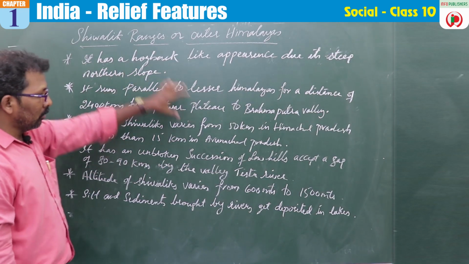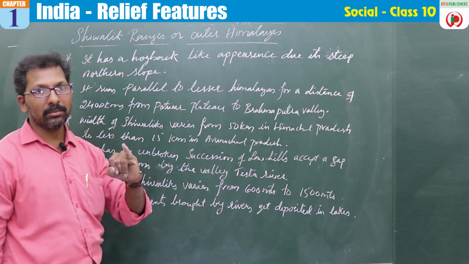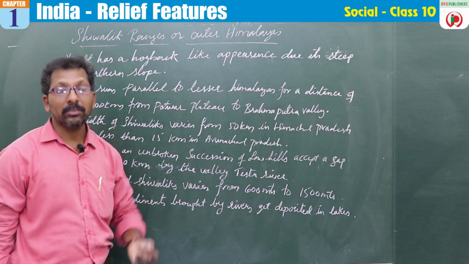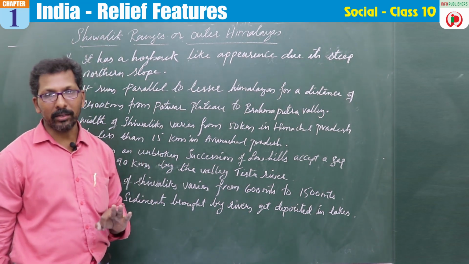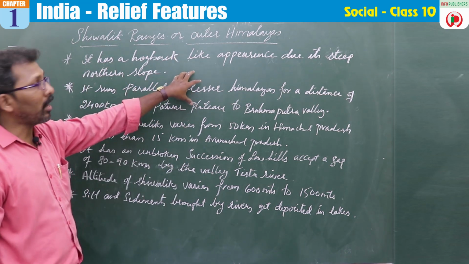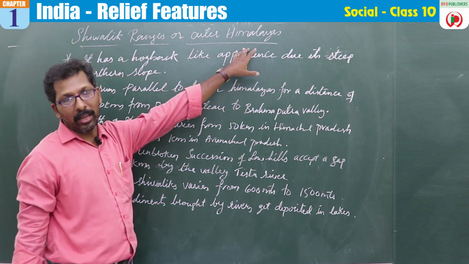Okay, so we discussed the two parallel ranges of Himalayas. One is the Greater Himalayas, which is also called the Himadri. Second one, the Lesser Himalayas or the Middle Himalayas or the Lower Himalayas. We have discussed it. And the third and the last most range of Himalayas is the Shivalik ranges or the Outer Himalayas.